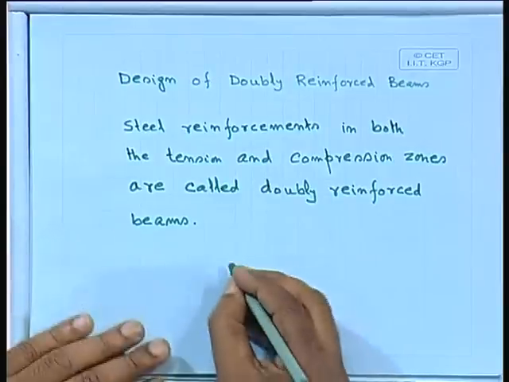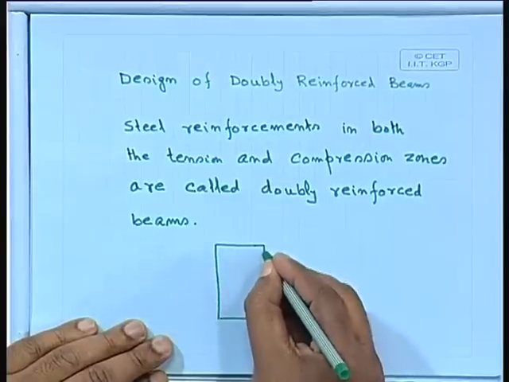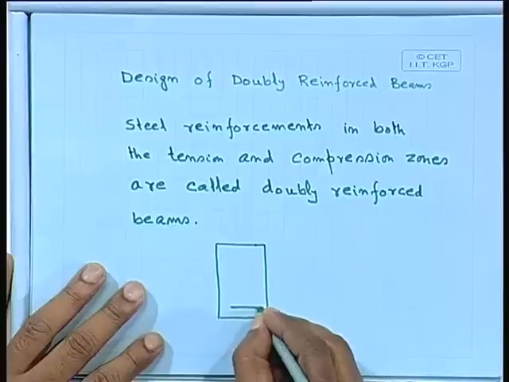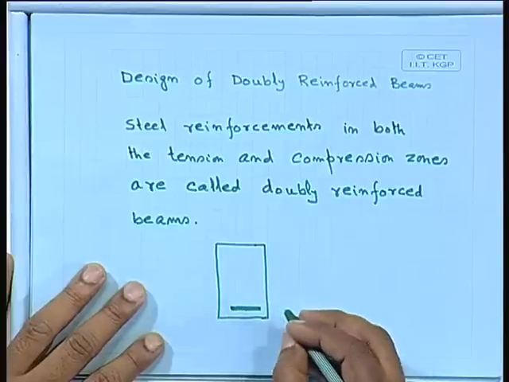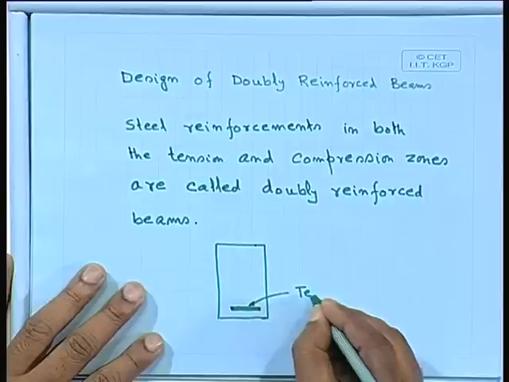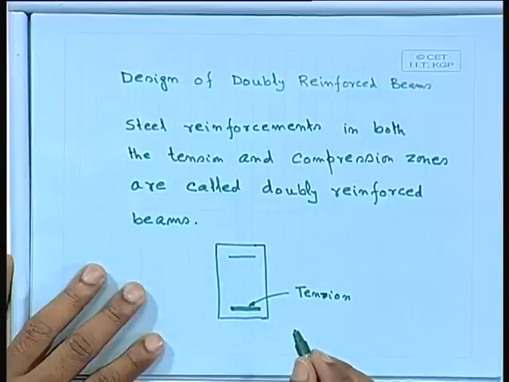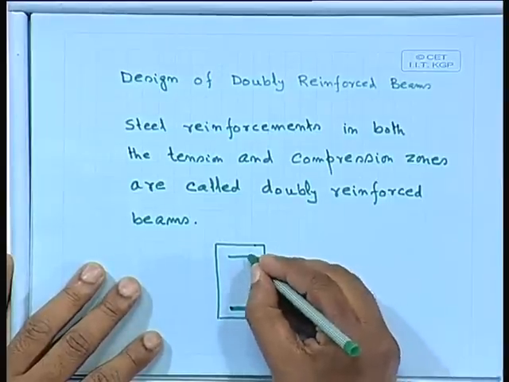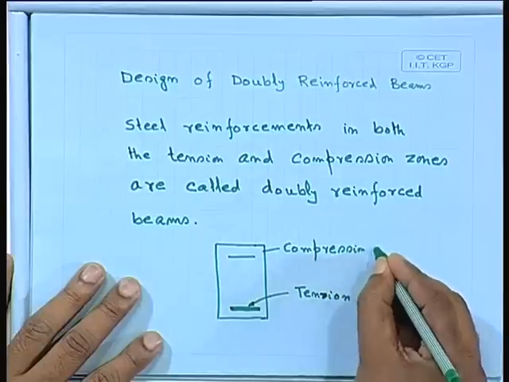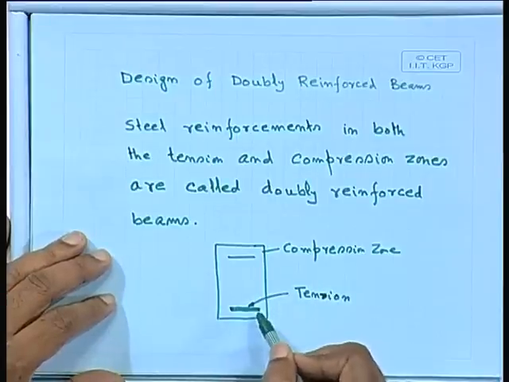If we have a section which we are familiar with in the last few days, we are providing reinforcement in the tension zone only. If we consider in a normal general case the bottom portion as tension and the top portion, which is nothing but the compression zone, we are providing steel in the tension zone as well as in the compression zone.